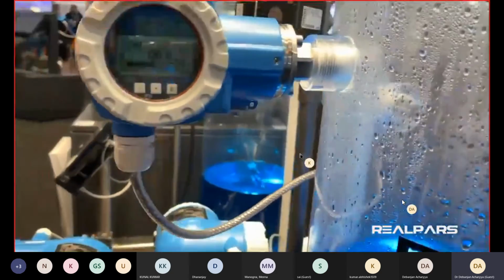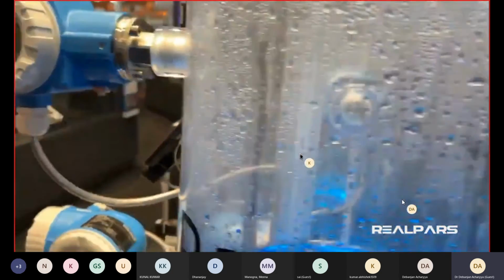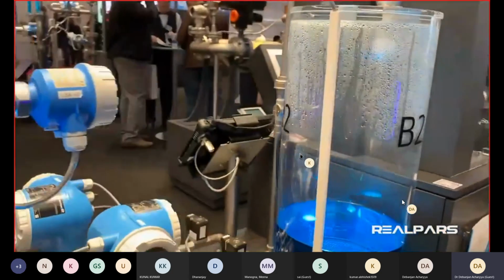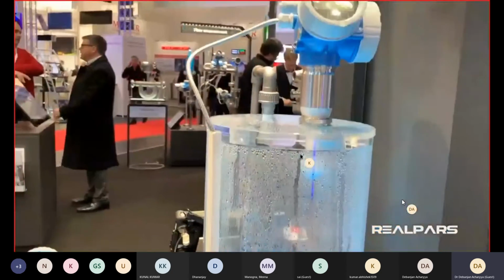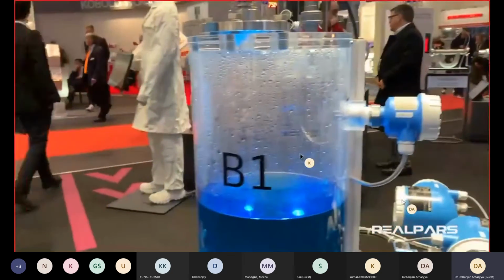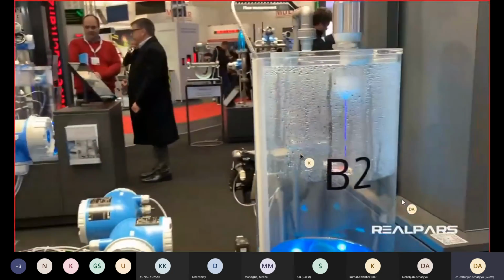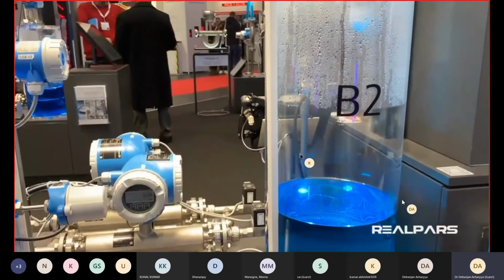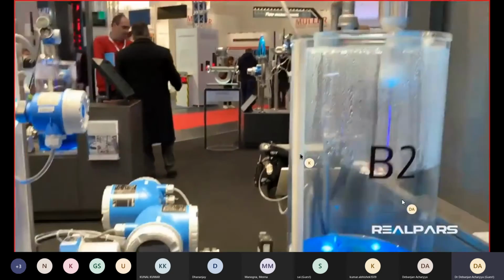So we have another tank. So we have two tanks here. This one is B1 and this one is B2. And we have the same sort of setup for this tank as well.